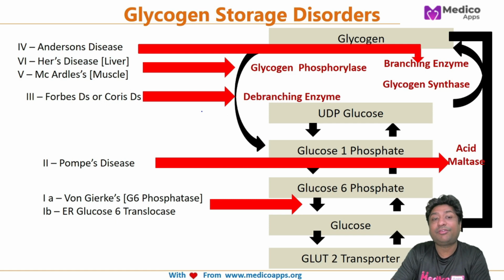Let's look at type 5 and type 6. In type 5 and type 6, only one enzyme is absent, that is glycogen phosphorylase. Now, depending upon which tissue it is, it gets its name.